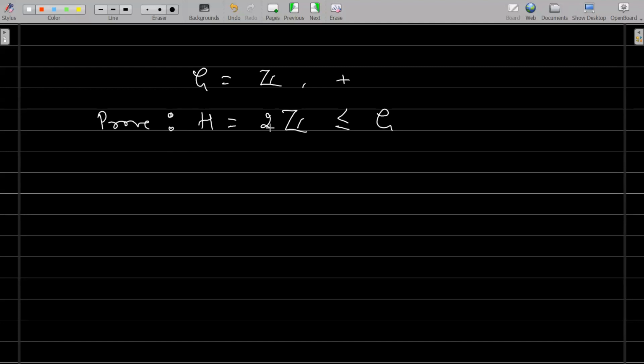Fine. And now I'll just comment. Once you prove 2Z is a subgroup, on the same lines, there is nothing special about 2. One can show 3Z is a subgroup, 4Z is a subgroup, or more generally, one can show every MZ is a subgroup. So you just have to replace 2 by M. That's it. So you try to prove 2Z is a subgroup. Take 5 minutes.